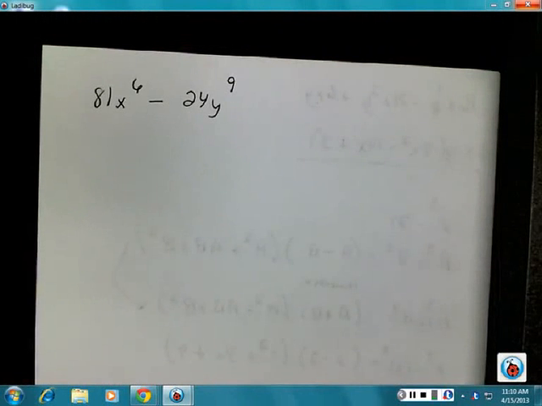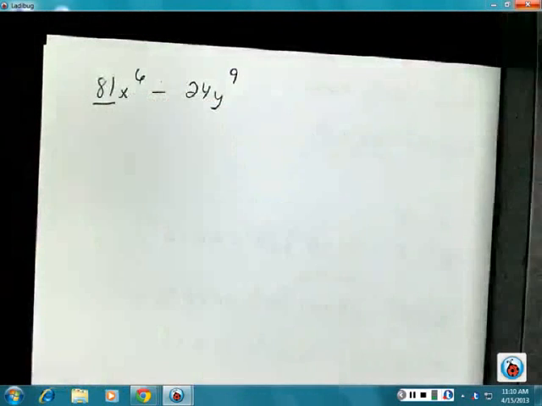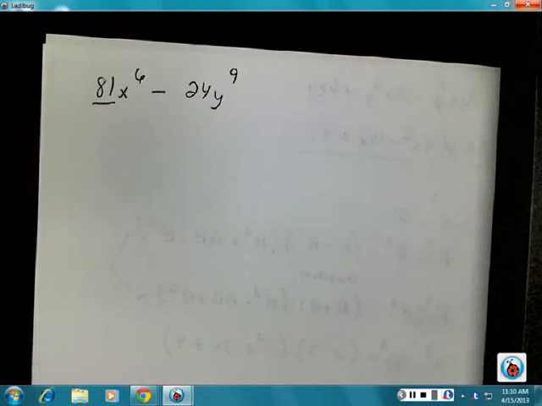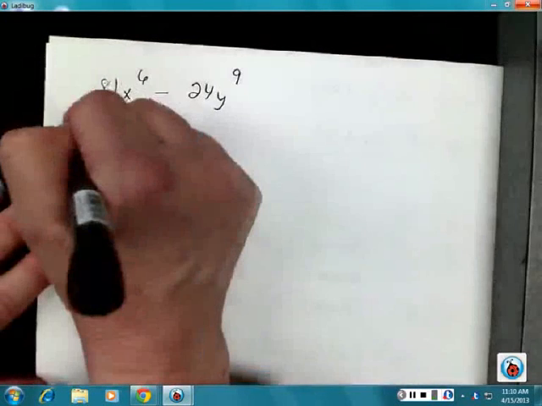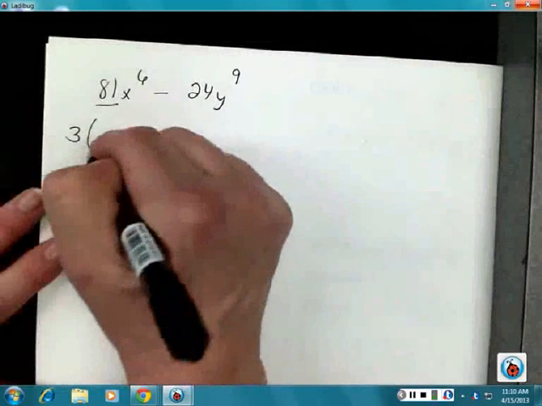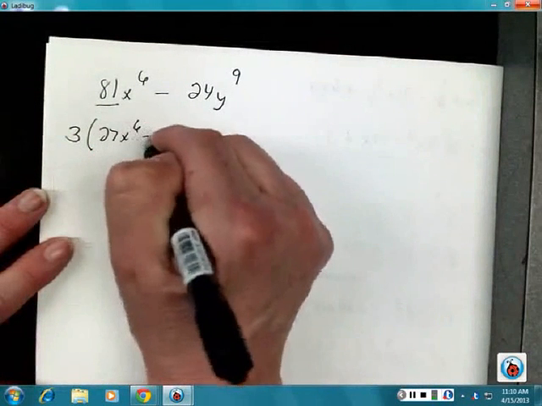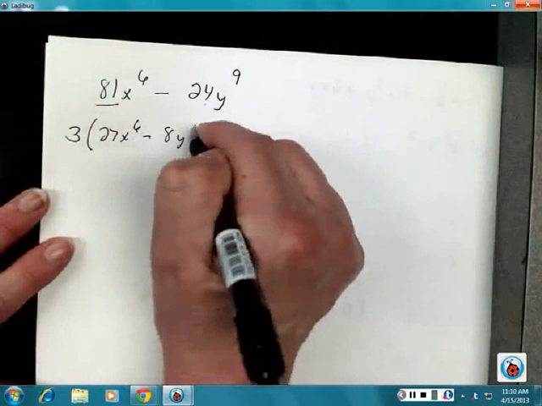Perfect cubes? Is 81 a perfect cube? Yes or no? Three numbers times themselves that give me 81. No. 81 is not. 81 is a perfect square, because 9 times 9, but there's not a perfect cube with it. So, pull out a 3. If I take out a 3, that leaves me with 27x to the 6th minus 8y to the 9th.